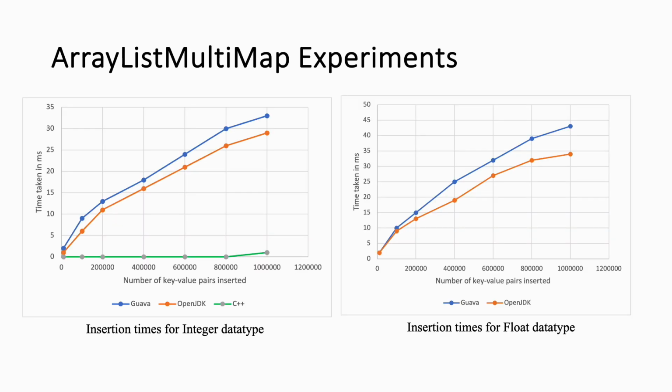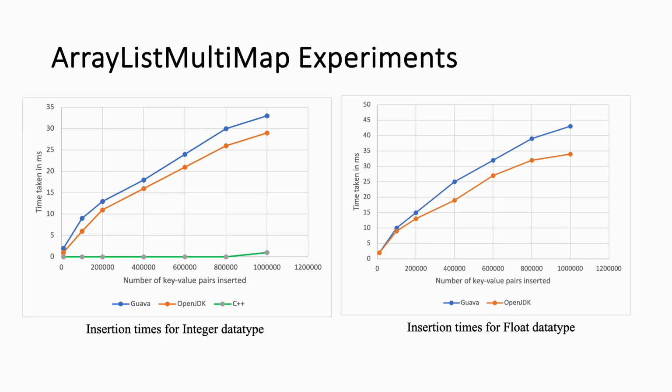The graph below shows us the experiments performed on ArrayList MultiMap. The left one is for integer data type and the right one is for float data type. In the graph, the blue line represents the Guava implementation of MultiMap, the orange line represents our OpenJDK implementation of MultiMap, and the green line represents the C++ implementation of MultiMap. In the left graph, we can see that the C++ implementation performs significantly better for each count when compared to the other two implementations.